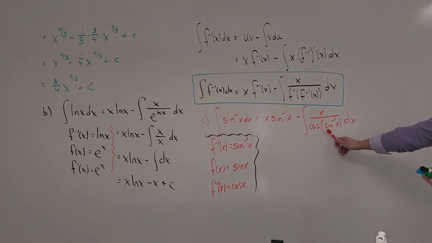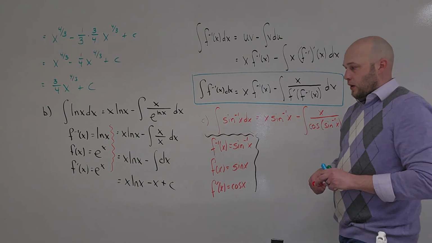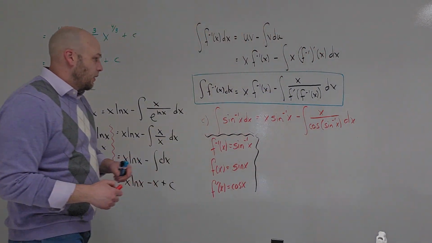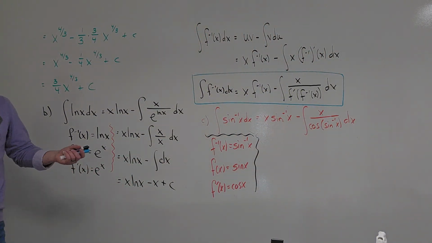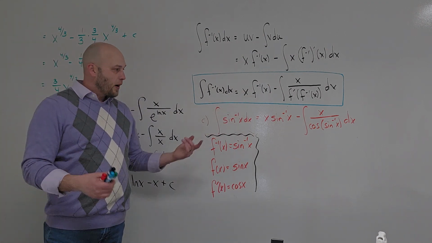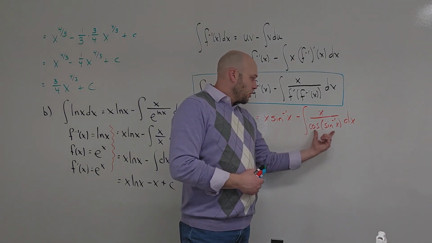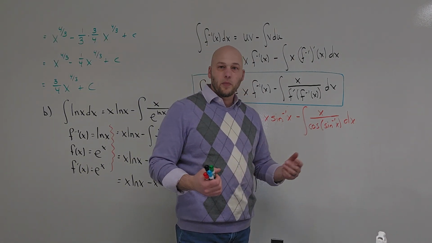Now, this might look worse than the integral we started with, right? Because I've got cosine of sine inverse in the denominator. We had sine inverse at the beginning, so it looks like we just made it worse. However, there's a trick I can use to change cosine of sine inverse into something much simpler.